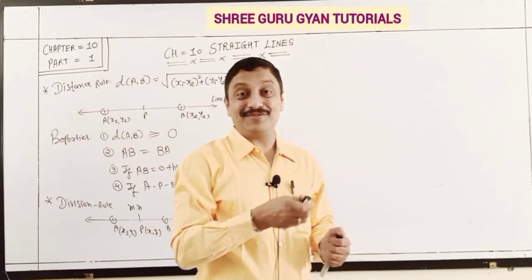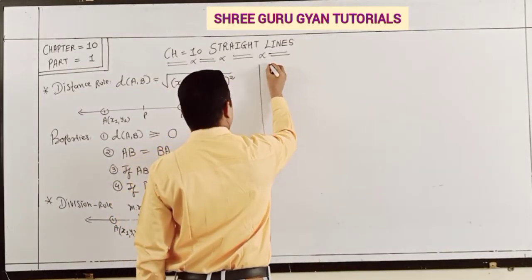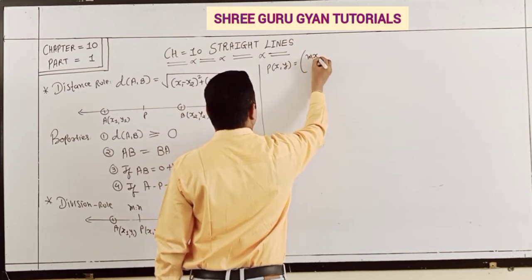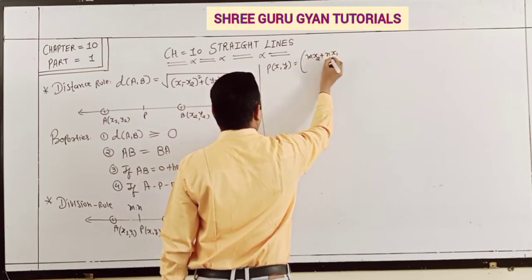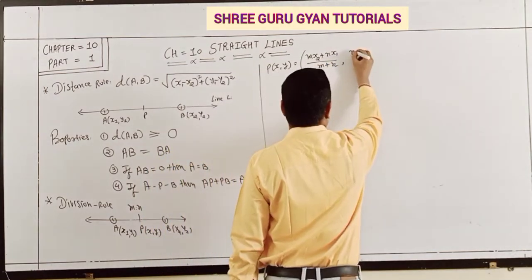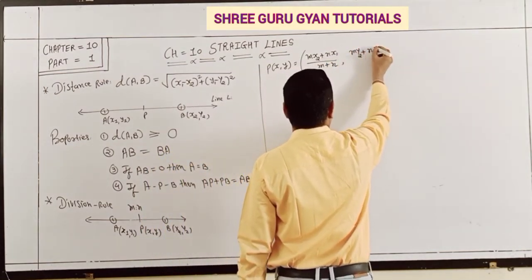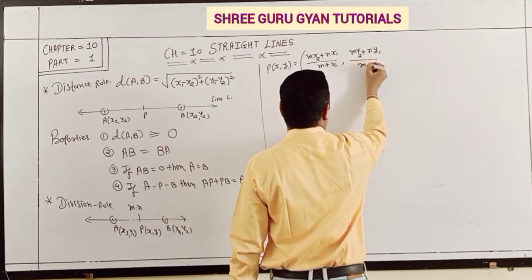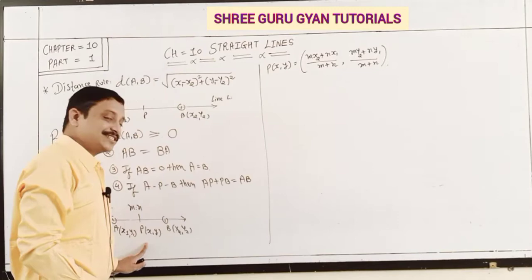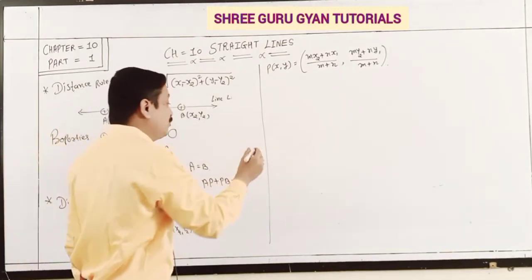Yes, the division formula: P (x, y), which is (mx2 plus nx1) upon (m plus n), and same for y, (my2 plus ny1) upon (m plus n). Attach this formula. Now in division we also go to midpoints.